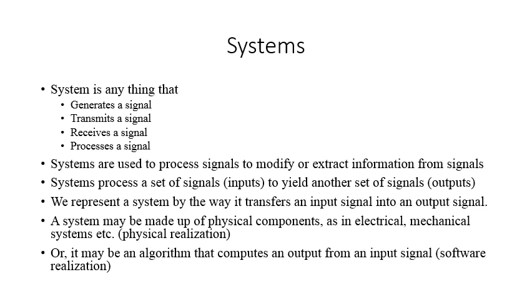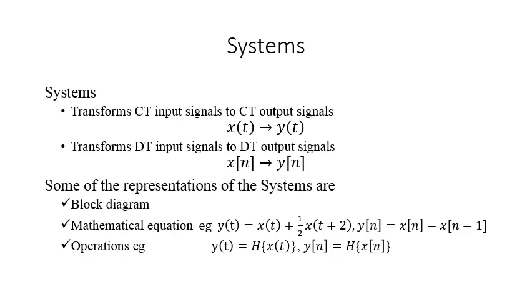So a system can be made up of physical components, such as, for example, in electrical or mechanical systems, right? Or it can be an algorithm that computes an output from the input signal, that is software, right? So systems transform the input into output. For the case of continuous time, we have, for example, x of t as the input signal and y of t as the output signal. The arrow here represents the system, that is some operation, right? Similarly, for discrete time signals, we have a discrete time system.